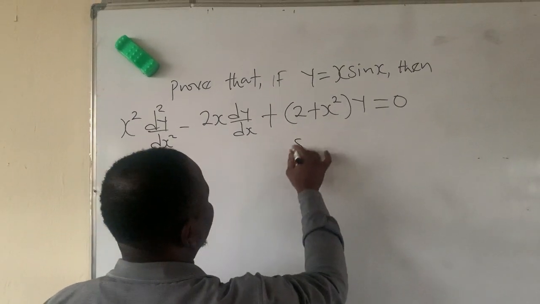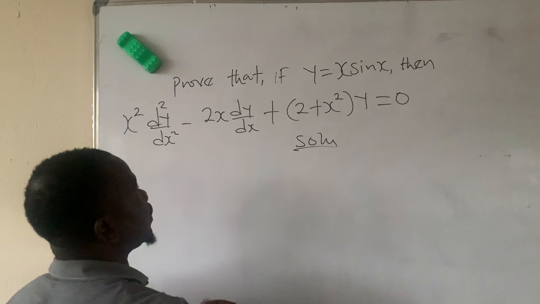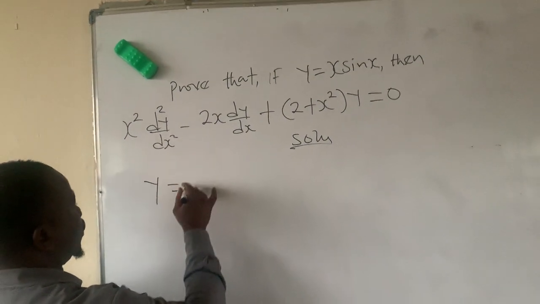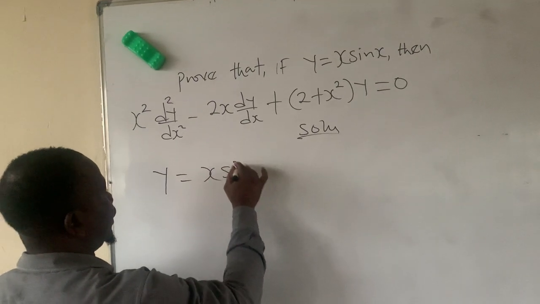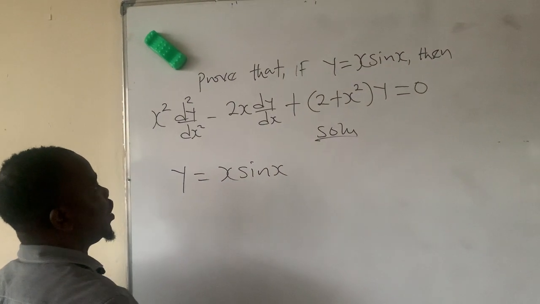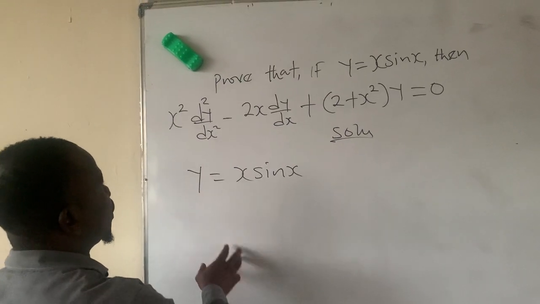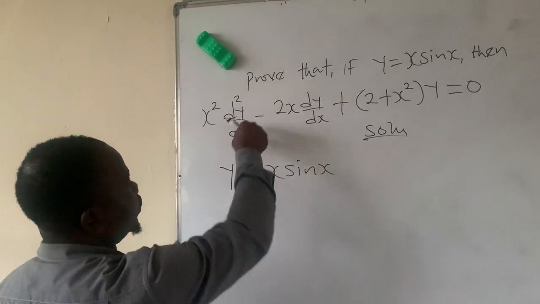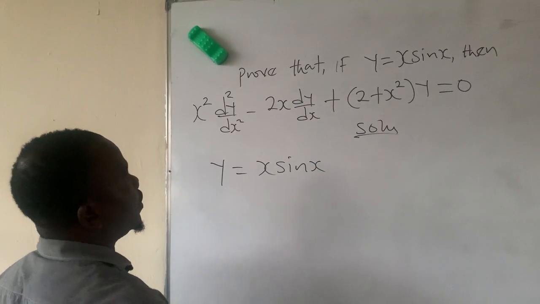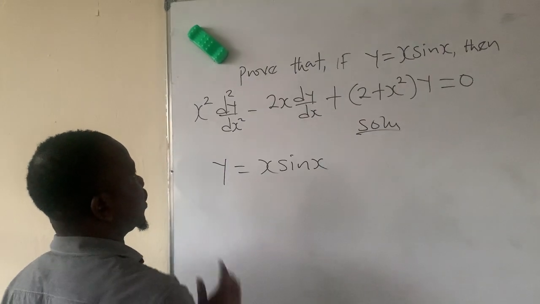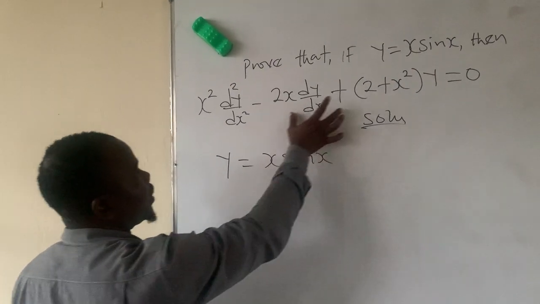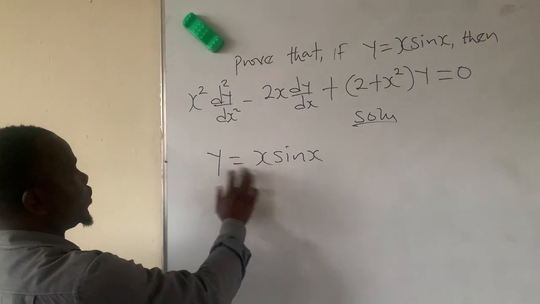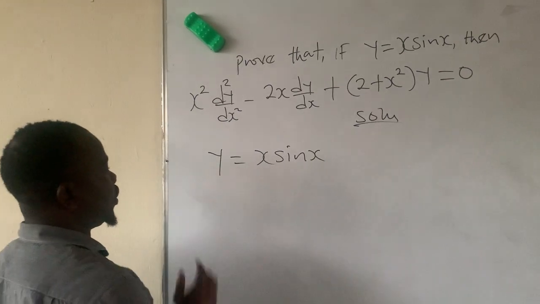We now write the solution. This is the function given: y equals x sine x. It implies that we are going to differentiate this function twice and substitute into this differential equation. This is a second order differential equation, so we are going to differentiate this function twice. Okay, let us differentiate this function.